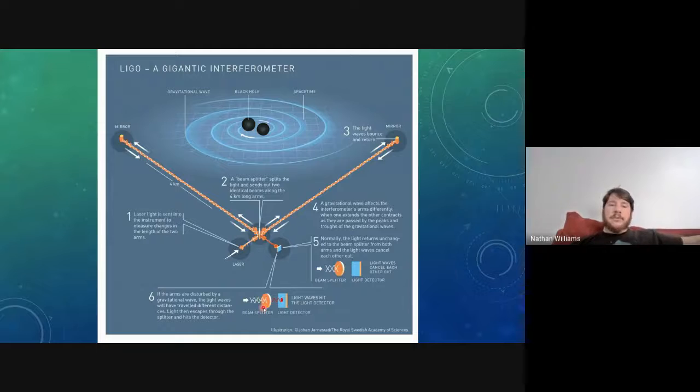But if the two lasers are moving out of phase because they've no longer traveled the same distance, their crests and their troughs are no longer aligned. One of the two lasers is going to get through this beam splitter and hit the light detector, and they'll know that, oh my gosh, a gravitational wave has passed through. And that is everything from the lesson.